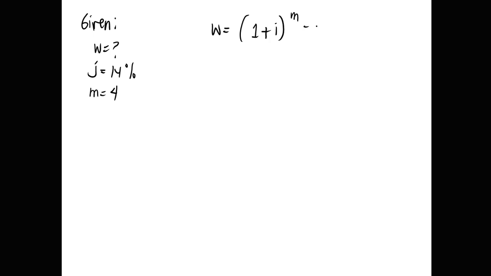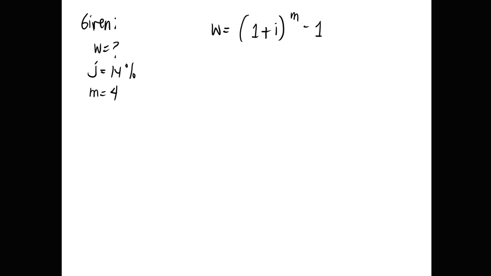So, let's have first the given. We are solving for the effective rate. Given is J, which is equal to 14%. And then M is quarterly, so we have 4. Now let's write the formula for the effective rate. We have W is equal to the quantity of (1 plus I) raised to M, minus 1. So nasulat na natin yung formula niya. Tingnan natin kung ano pa ba ang kulang sa formula natin para masolve po muna natin na kailangan sa given.